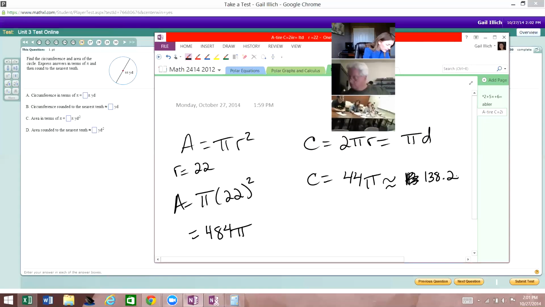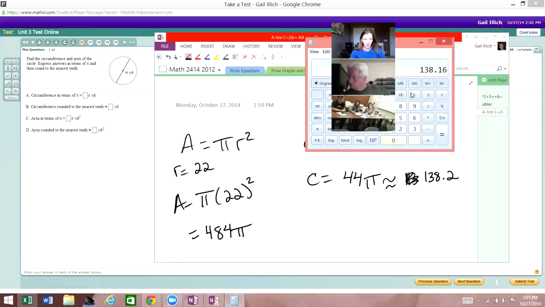Okay, and then 484 times pi is 1,520.5. Let's see if we do 484 times 3.14, what we get. Is it the same number? I come up with 1519.76. Yeah, so that's 1519.8. Let's see if we did 484 times pi.